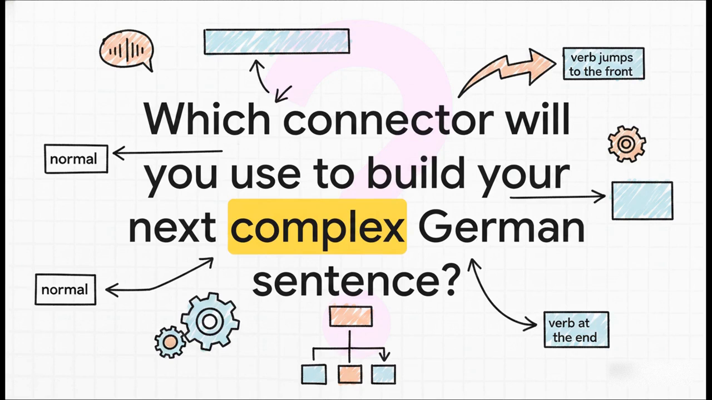See? The puzzle of German word order isn't so random after all. It's just a system of signals, and now you know how to read them. You know when to keep it normal, when to send the verb to the end, and when to do the flip. So the question isn't, why does this happen anymore? The question is, how are you going to use this to build your next great German sentence?